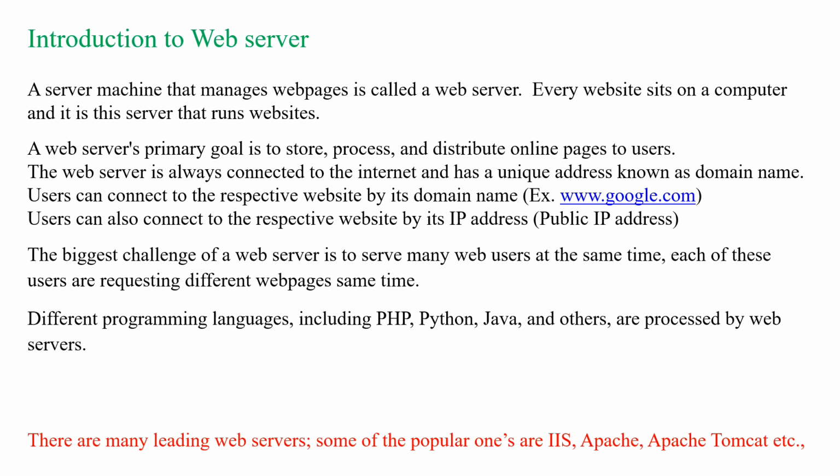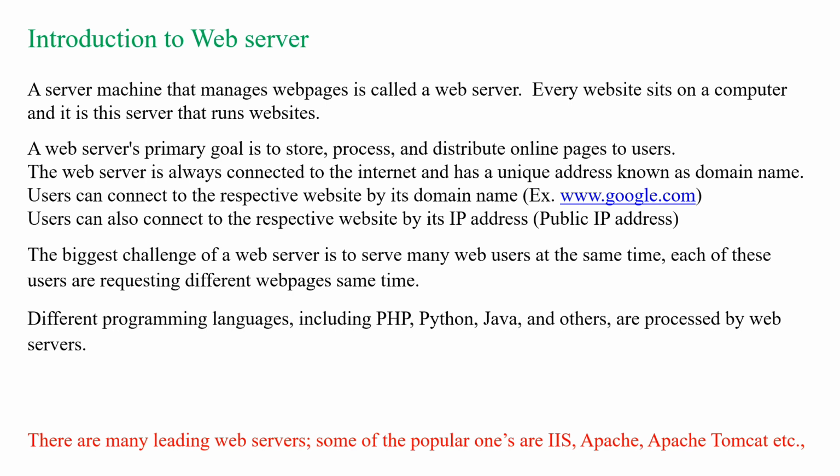A web server's primary goal is to store, process, and distribute online pages to users. The web server is always connected to the internet and has a unique address known as domain name. Users can connect to this respective website by its domain name. For example, google.com, microsoft.com, yahoo.com. That is the domain name. Users can also connect to the respective website by its IP address, the public IP address.